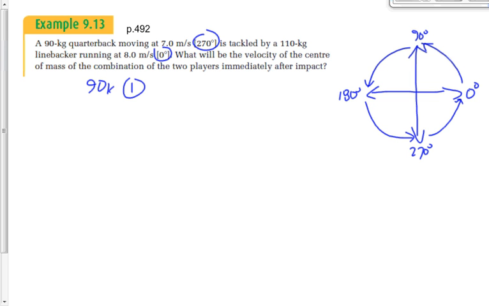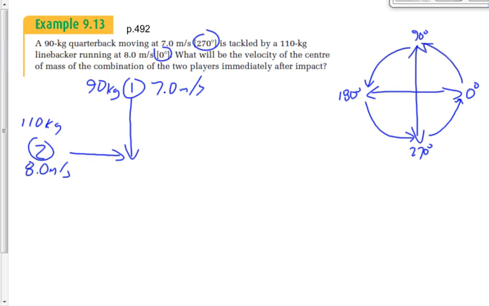90 kilograms. He's going at 270 degrees, which would be downwards on the page, at 8 meters per second. No, he's not. 7 meters per second. We've got another football player, a 110 kilogram linebacker, running at 8 meters per second at 0 degrees. So object number 2, the guy who's 110 kilograms and moving at 8 meters per second, going at 0 degrees, as we have it labeled in the diagram there.